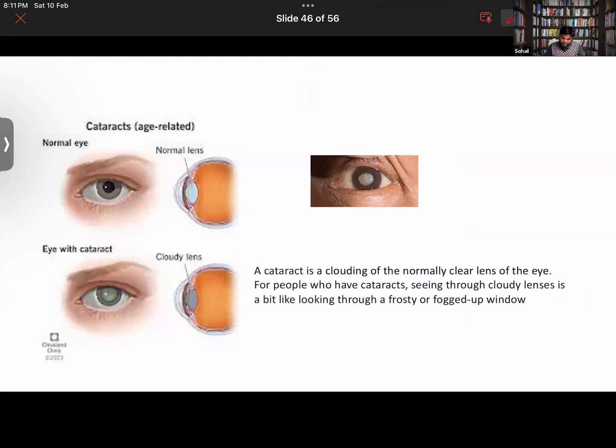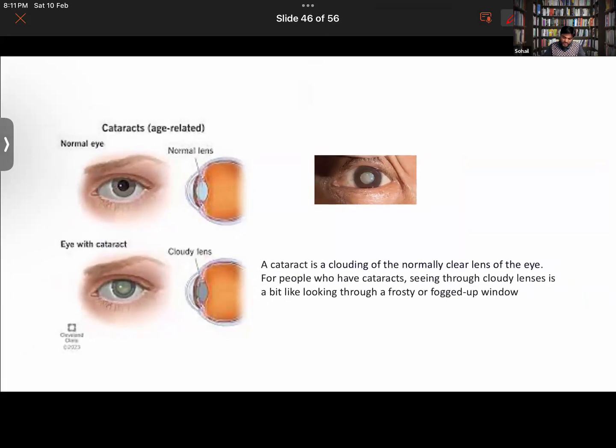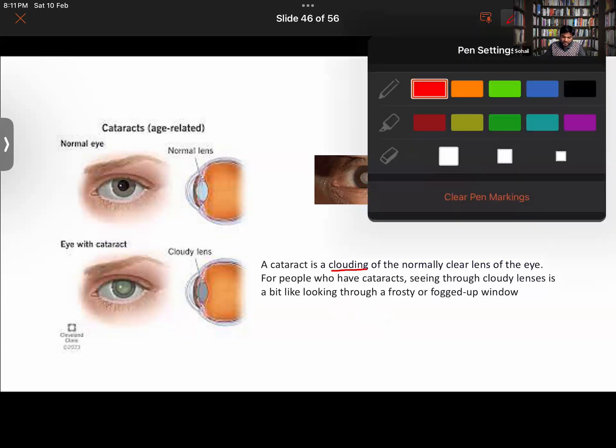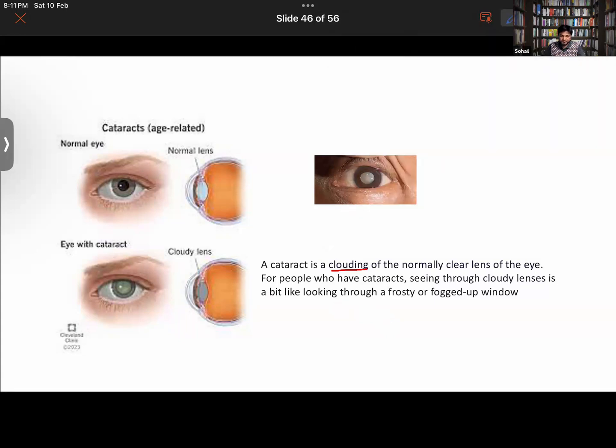Here you can look. This is what I was referring to actually. A cloudy layer has formed above the eye lens. Look at the normal eye and look at the person who is suffering from cataract. In normal terms, it is nothing but the clouding of the clear lens.